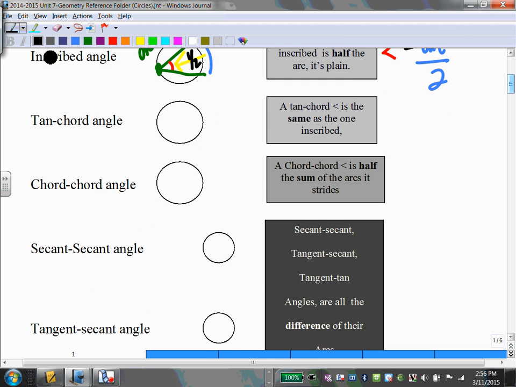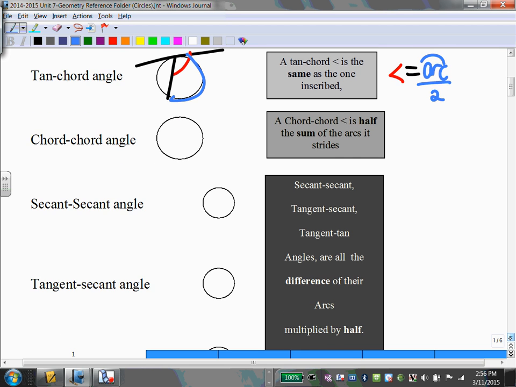So here we have a tan chord. It's a tangent and a chord. And a tan chord angle is the same as the one inscribed. So that angle equals half the arc it's facing. Angle equals half the arc. That's tan chord. Tan chord angle is the same as the one inscribed. Notice the songs are right there in the box.